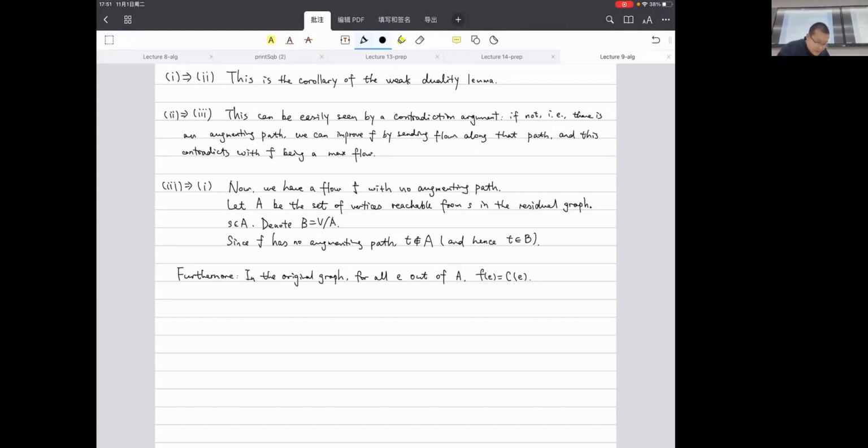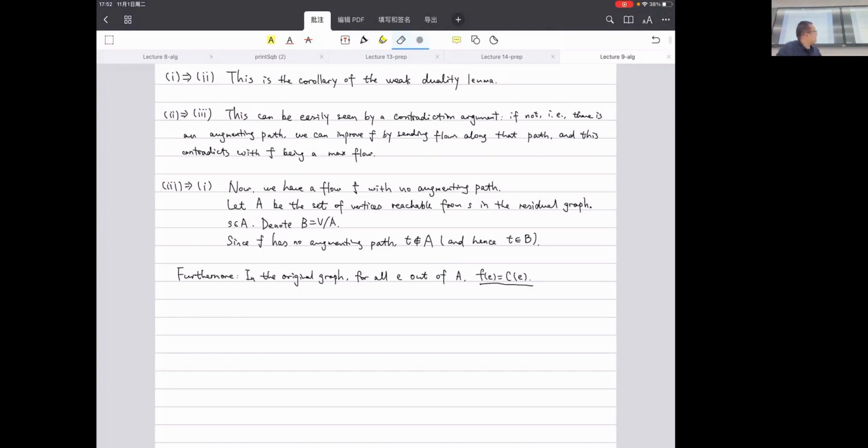The reason is that for E out of A, E is going from A to B. If f(e) is smaller than c(e), then by the definition of the residual graph, we would have this edge E with corresponding capacity c(e) minus f(e). We know that f(e) is always at most c(e) due to the capacity constraint. But if f(e) is strictly smaller than c(e), it does not satisfy the definition of A, because A is the set of all vertices reachable from S. If f(e) is smaller than c(e), this point should have been put in A, not in B. So it does not make sense.